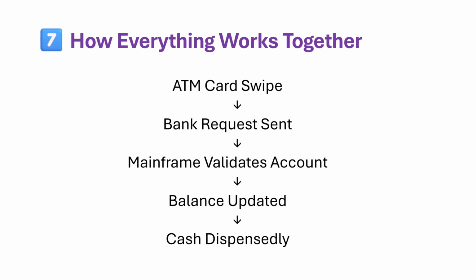10. ATM transaction example. Let's understand this with a real-world example. When you swipe your ATM card, a request is sent to the bank's mainframe system. The mainframe validates your account details, checks your balance, updates records, and approves the transaction. Finally, the ATM dispenses cash. All of this happens within just a few seconds. This shows the power and reliability of mainframe systems.